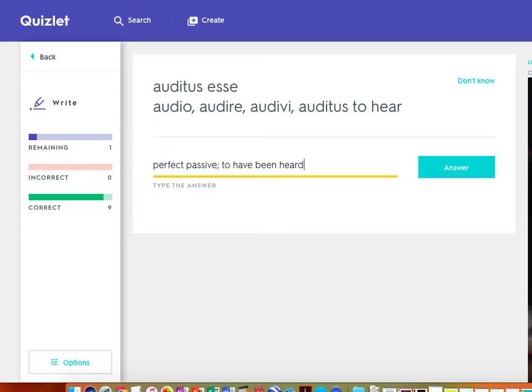So hopefully that helps you to think about infinitives a little bit, so that as you go on and do your own sets of flashcards, you'll have a way to think about them as you try to identify the type and translate them.